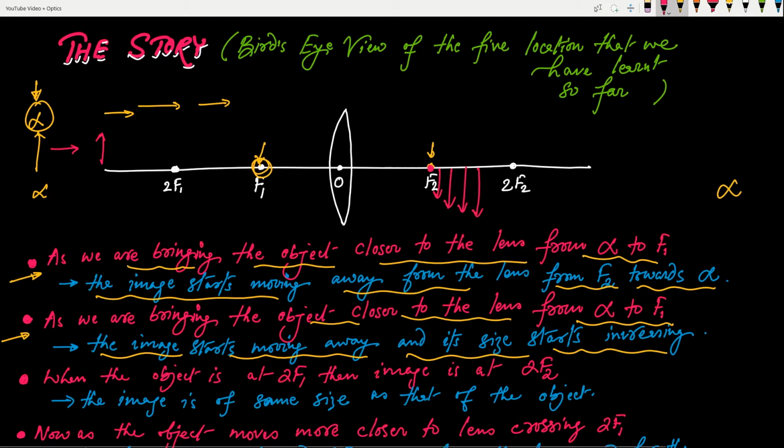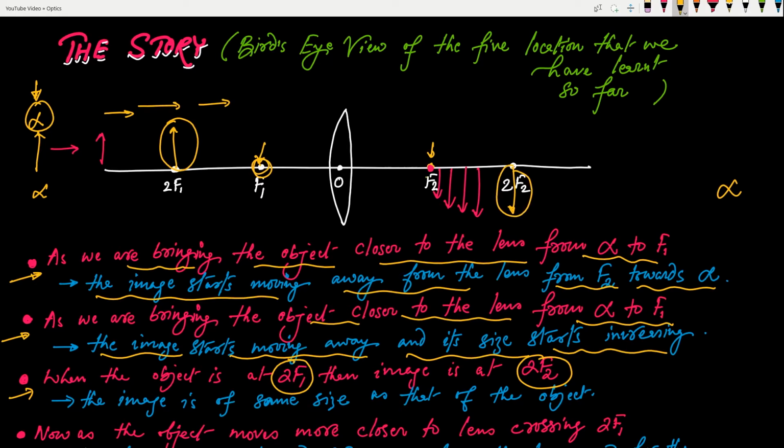Now if you look into the third point of the story, it says when the object is at 2F1, then the image is at 2F2. So this is very important. When we kept the object at 2F1, we got the image at 2F2, and the image is of the same size as the object. So this size and this size become equal. Slowly it is increasing, as you can see, and at 2F1 the image size becomes equal to the object size. So this is the story till now.